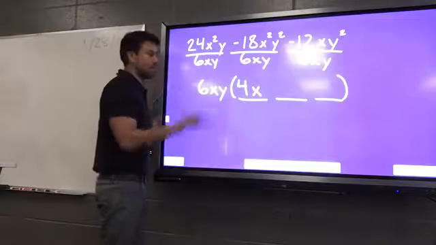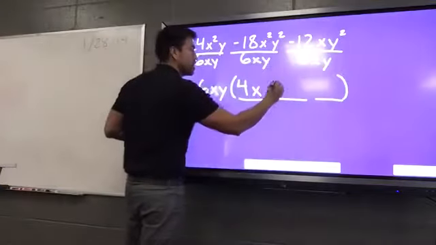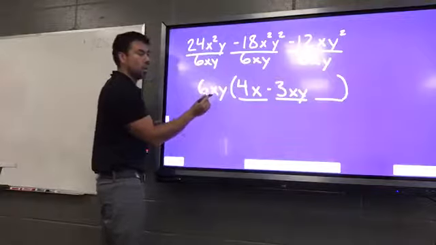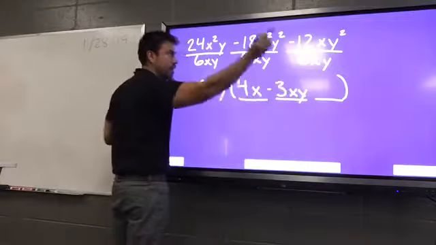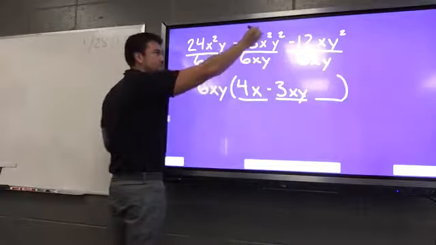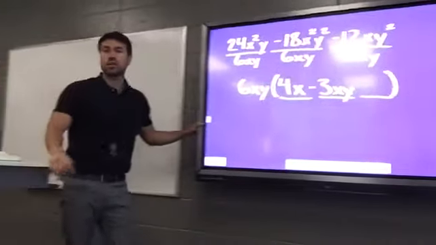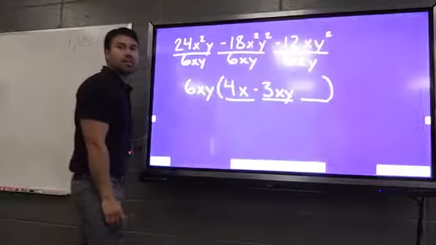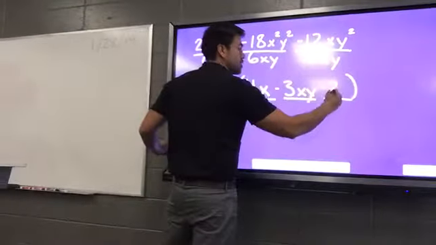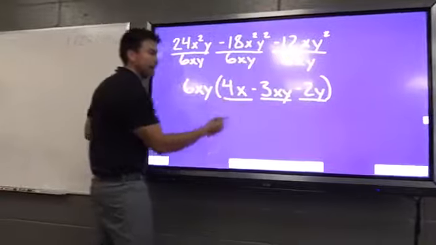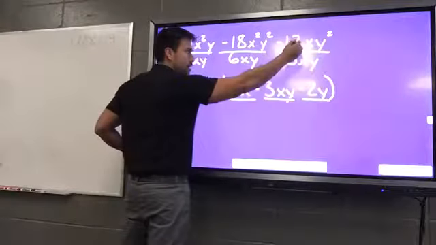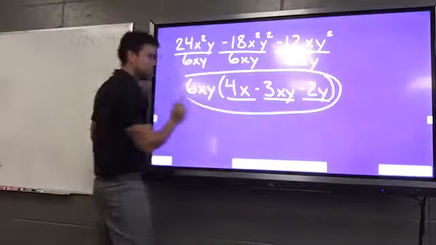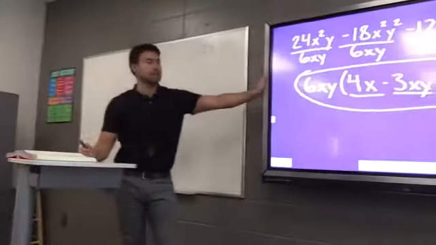What goes in the second spot, Annie? Negative 3xy. What's 6xy times negative 3xy? Negative 18x squared y squared. Checks. And Sydney, what goes in the last spot? Negative 2y. What's 6xy times negative 2y? Negative 12xy squared. That checks. That is your answer.